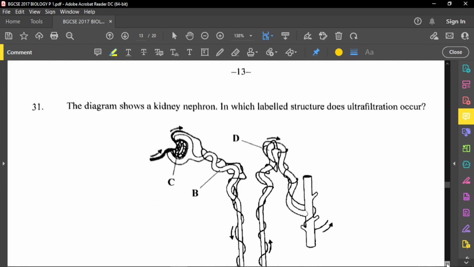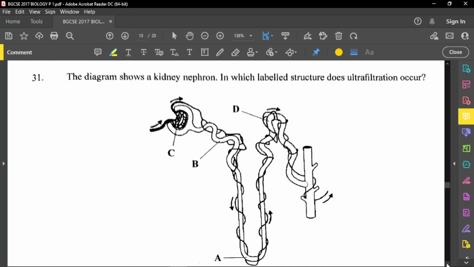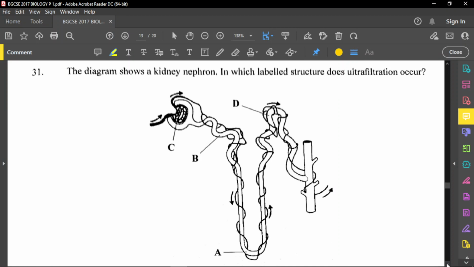31. It said, the diagram shows a kidney nephron. In which labeled structure does ultrafiltration take place? Ultrafiltration takes place in the glomerulus, and the substance will move into the Bowman capsule. So yes, C is correct. Just to make a note right here, at B, A, and D we have reabsorption of glucose, and some water and some salt. So we have the proximal convolution at B, the distal convolution at D, and A is the loop of Henle. And this structure right here is the collecting duct.